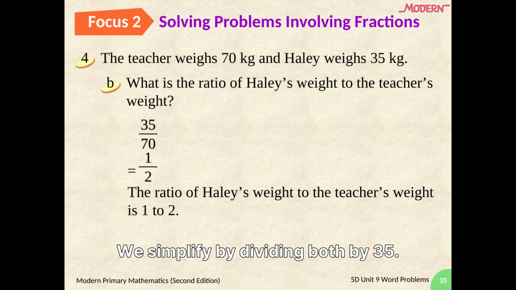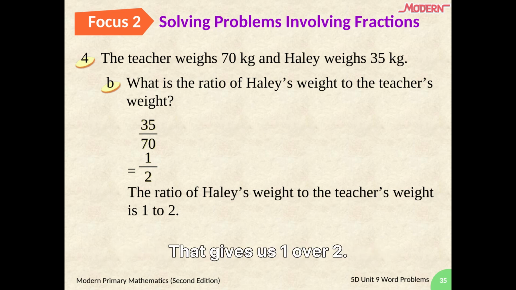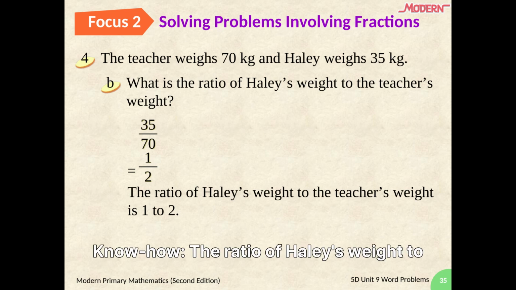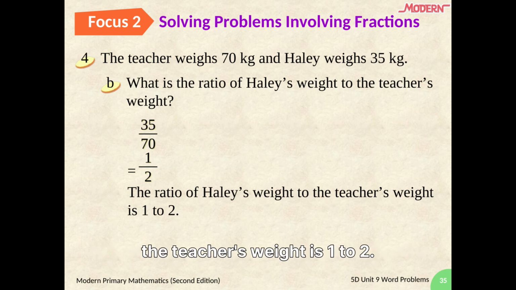We simplify by dividing both by 35. That gives us 1 over 2. This is the exact reciprocal of our previous answer. 1/2. Know how. The ratio of Haley's weight to the teacher's weight is 1 to 2. This shows that Haley is half the weight of her teacher.